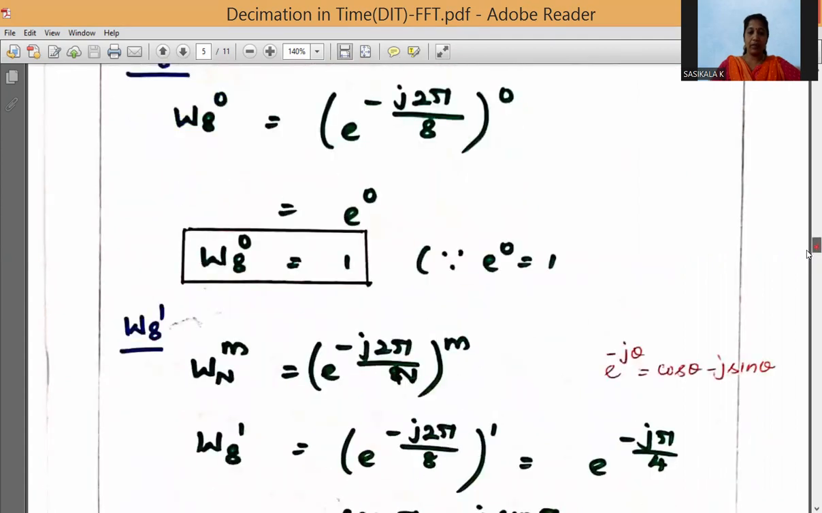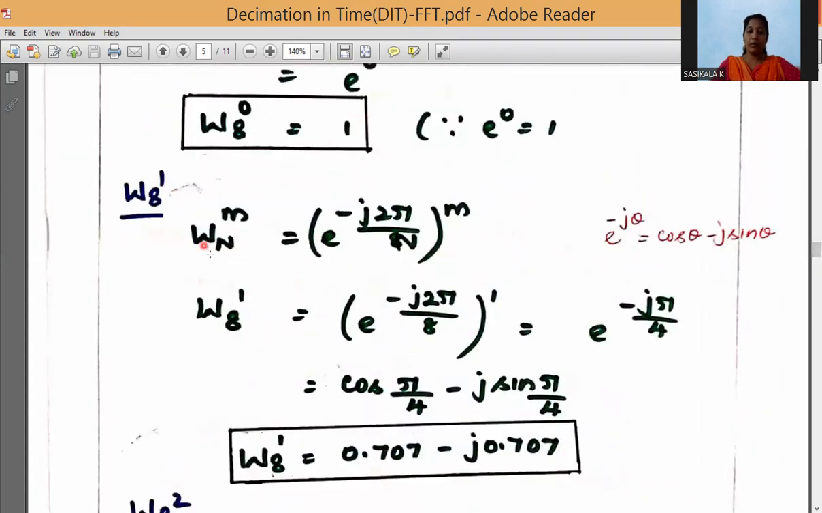Next we need to find W8 power 1. Write the formula: W base n power m is equal to e power minus j 2 pi by n, the whole power m. So W base 8 power 1 equals e power minus j 2 pi by 8, the whole power 1. When it is in the power, the numerator and power get multiplied. So I'll be getting e power minus j 2 pi by 8, and 2 and 8 will cancel, and I'm getting 1 by 4. That is e power minus j pi by 4.